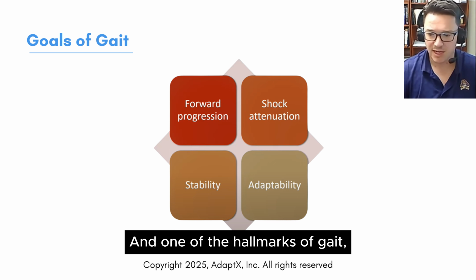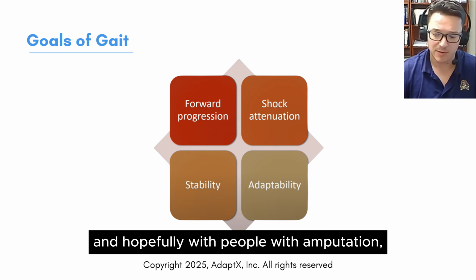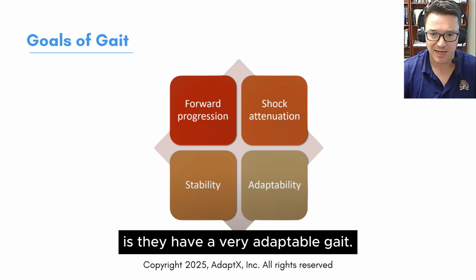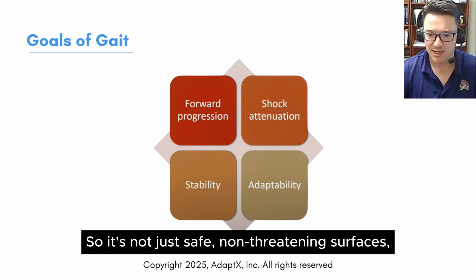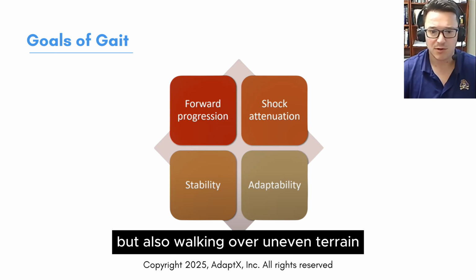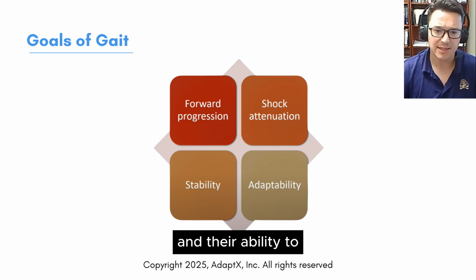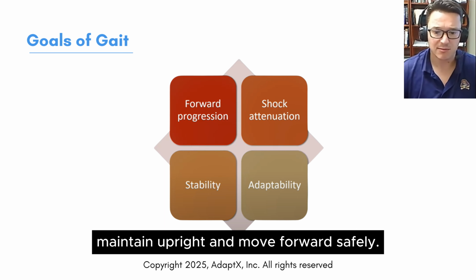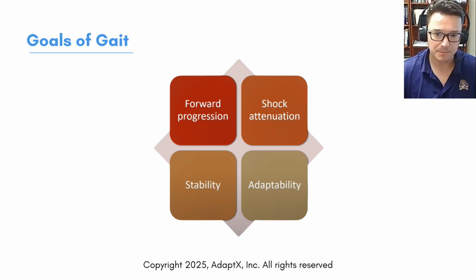And one of the hallmarks of gait, especially able-bodied gait, and hopefully with people with amputation, is a very adaptable gait. So it's not just safe, non-threatening surfaces, but is also walking over uneven terrain and their ability to maintain upright and move forward safely.